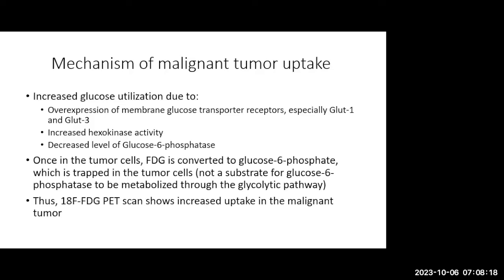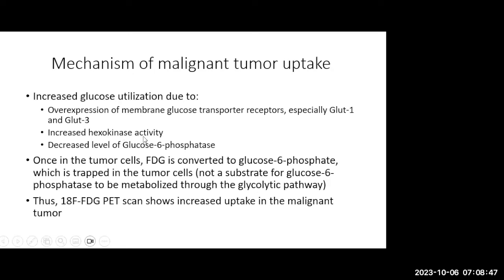So I'm just going to continue here, explaining why we see activity on the FDG PET scan in tumors that are malignant. Basically, there is going to be increased glucose utilization. That's the basic principle, and that is because of several reasons. The first one is overexpression of membrane glucose transporter receptors, especially GLUT1 and GLUT3.